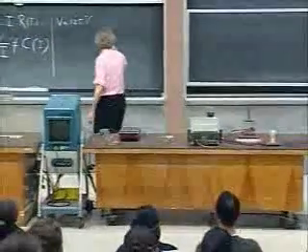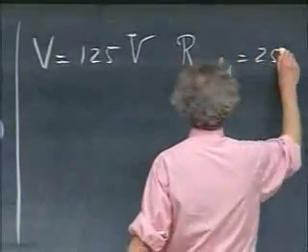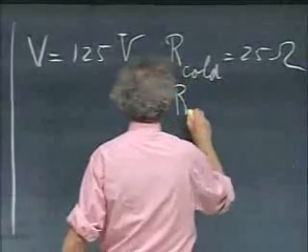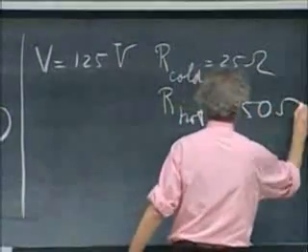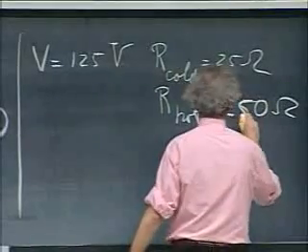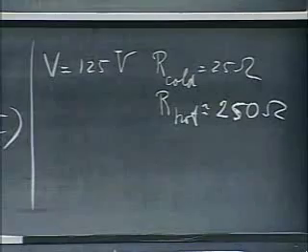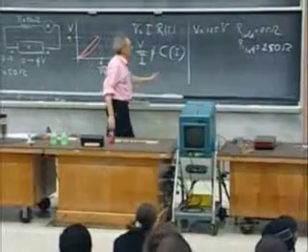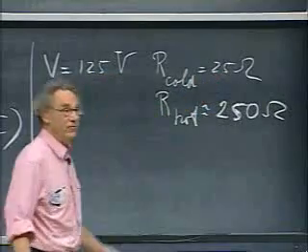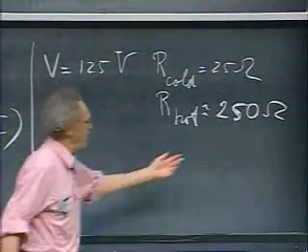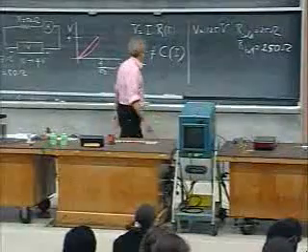The resistance of the light bulb, cold, I believe, is 25 ohms. And hot is about 250 ohms. A huge difference. So if I take the cold resistance, then I would get 5 amperes, but by the time that the bulb is hot, I would only get half an ampere. It's a huge difference.